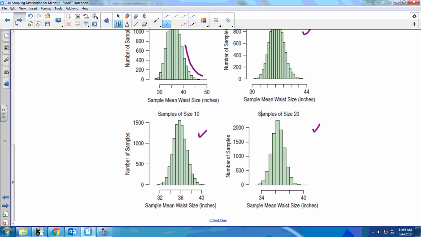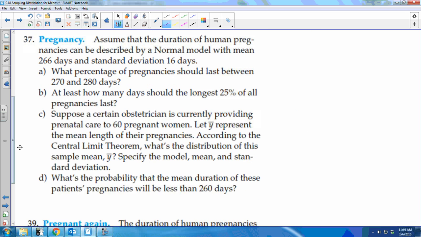All right, one more example. Assume that the duration of human pregnancies can be described by a normal model with a mean of 266 days and a standard deviation of 16 days. On A, it says, what percentage of pregnancy should last between 270 to 280 days? Has it mentioned anything about a sample size? No. So we're not talking about sampling distribution models in part A. We're just talking about population in general. All right, so it's important to make sure you know what they're talking about in each piece.